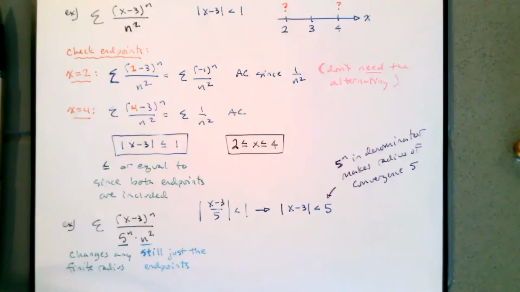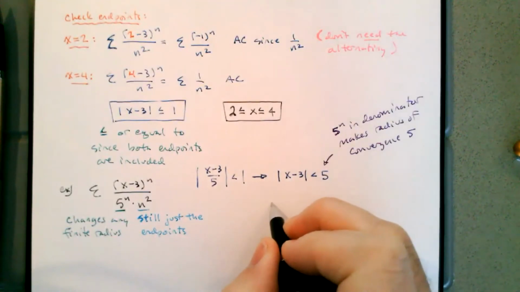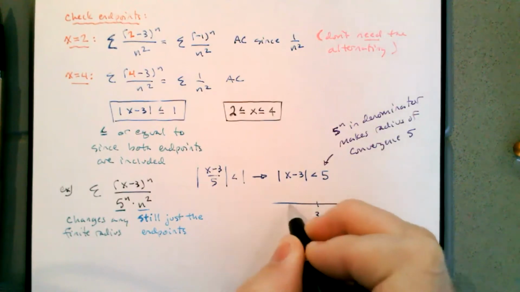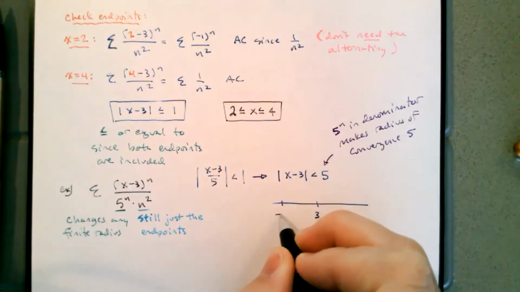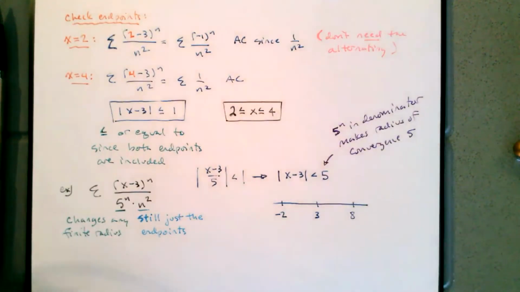So now we got the center and the radius. We need to use that to figure out what the endpoints are so that we can check the endpoints. And that's where the n squared is going to come into play. So in the middle, we've got a 3. 3 minus 5 is negative 2. And 3 plus 5 is 8.